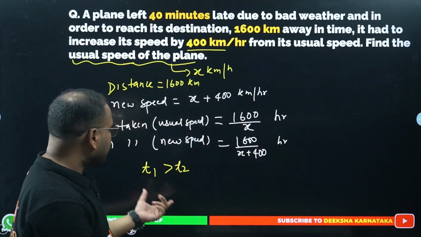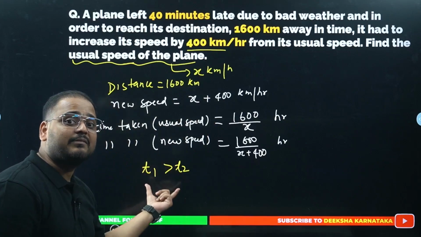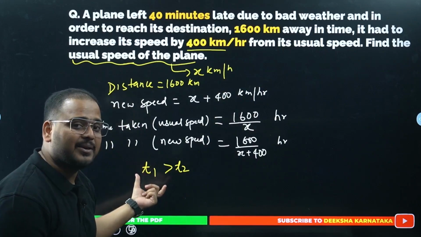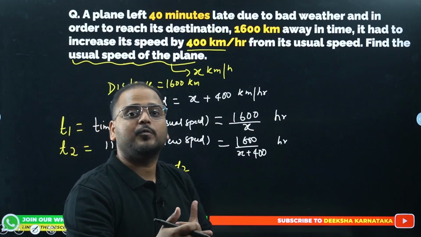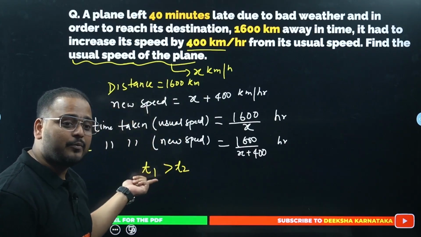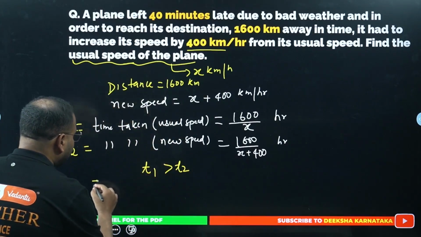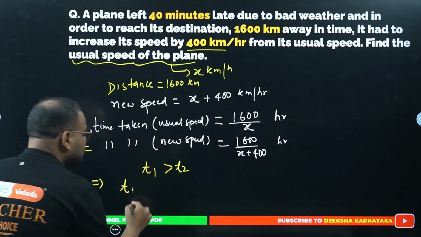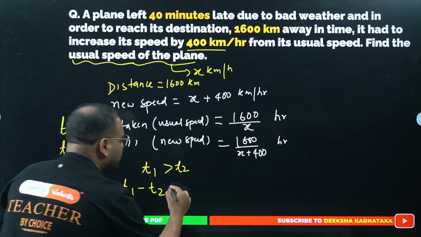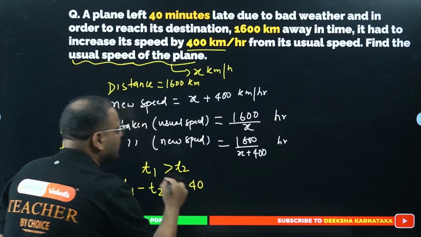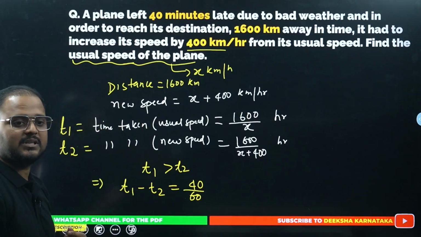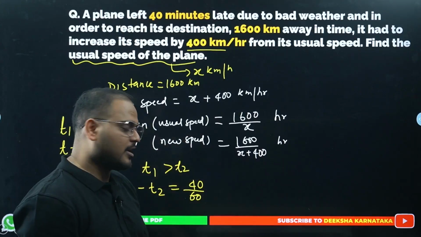So basically the difference of the time will be what? 40 minutes only. Because T1 was the longer time, but I sped up to match the time. So because of the matching, this has to be 40 minutes less than T1, right? From the question statement, T1 is bigger, so T1 minus T2 is how much? 40 minutes. But since both are in hours, I write 40 by 60. Based upon this, we'll make our quadratic equation.